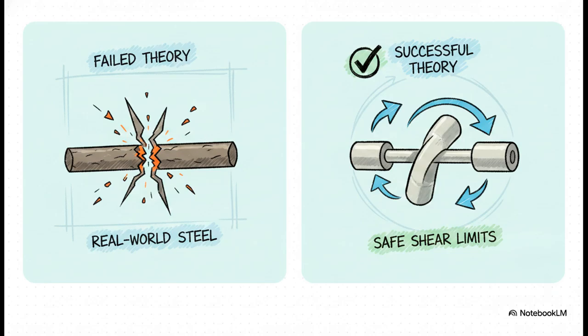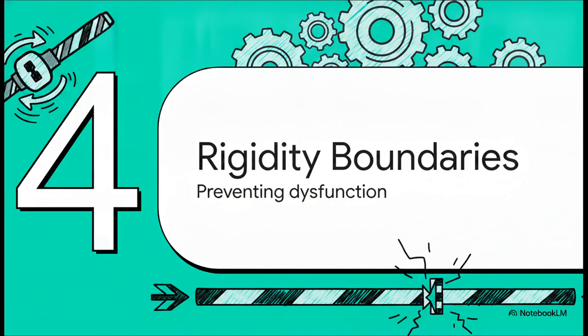Listen, if you use Rankine's theory for a steel shaft, it'll shear apart in the real world, while your math insists it should be perfectly safe. All right, Section 4, enforcing strict rigidity boundaries. We have to shift from preventing a catastrophic break to preventing operational dysfunction.